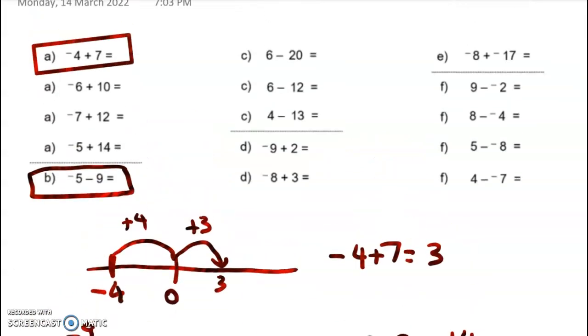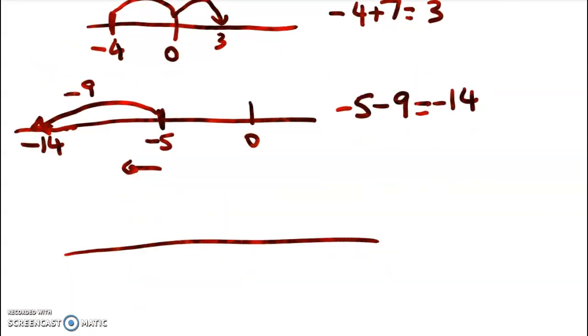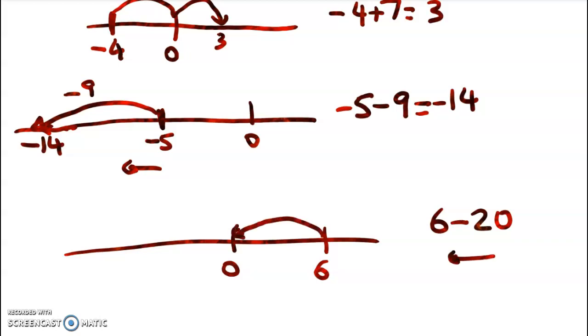Let's do one from the C questions. So let's try 6 minus 20. So 6 minus 20, here's 0. 6 minus 20, I'm starting at 6. I'm going back this way. So I'm going to hop to the 0, that's 6 gone, and I've got 14 left to go. So I get to -14.